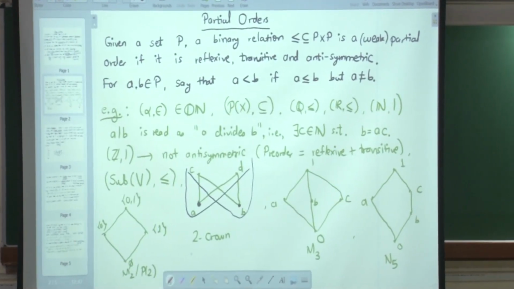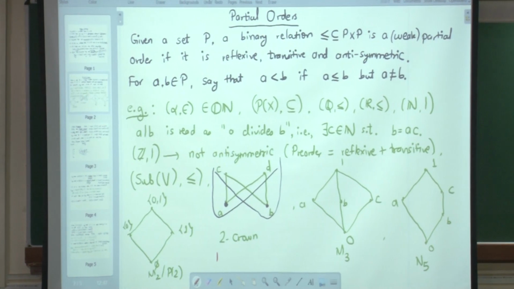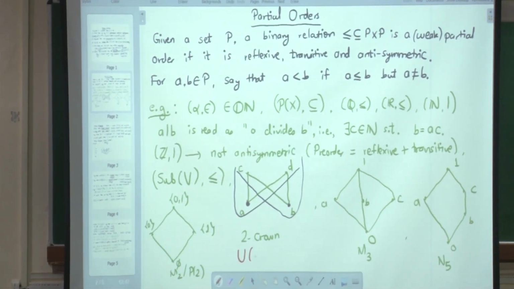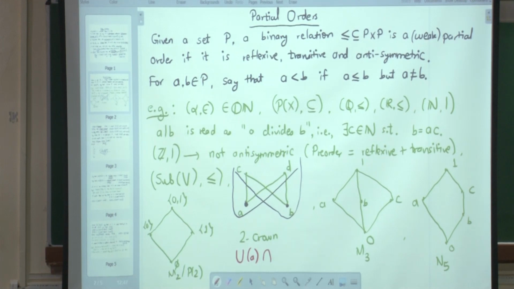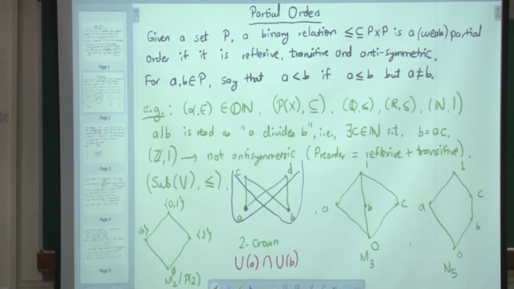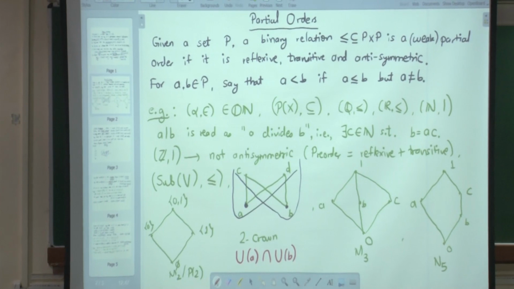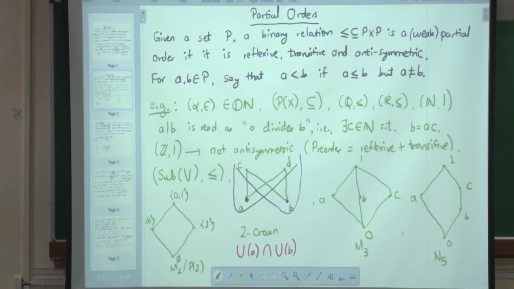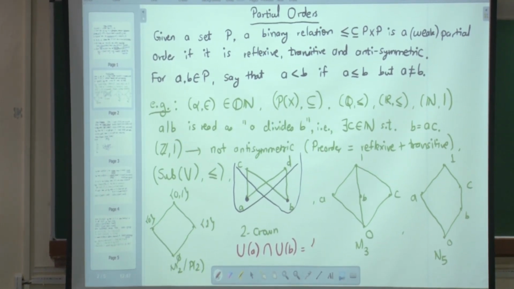So for example, let me go back to this example. If I take, maybe I will use red color, the upset of A intersection upset of B in this crown example is equal to {C, D} and is not a principal upset.